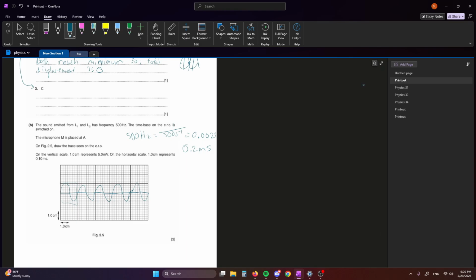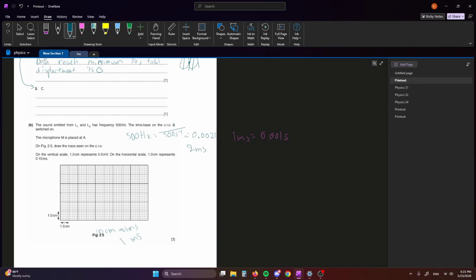Okay, so I fact checked, and my math is wrong here. So it should be 2 milliseconds because 1 millisecond is equal to 0.001 seconds, right? So it should be half a wavelength. So let me erase this. And since there's 10 centimeters here, and each one is 0.1 milliseconds, right? Yep. So this is going to be one millisecond in total. So we only need half of a wavelength.